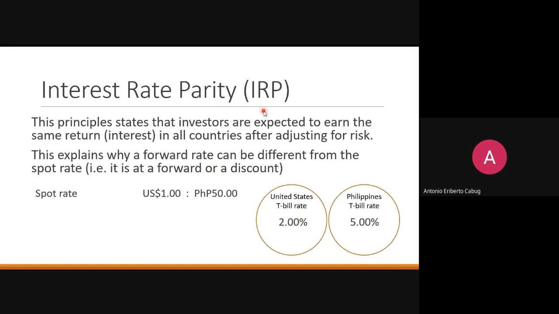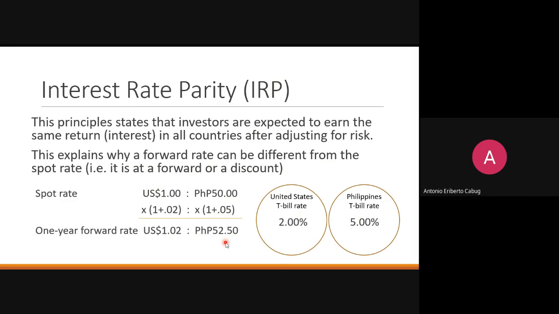Okay, let's say that you invest $1 in the United States. After 1 year, you will have 1.02 US dollars. That $1 will become 1.02 after 1 year if you invest in the treasury bill. In the Philippines, if you invest 50 pesos, it becomes 50 times 1.05. That's 52.50.